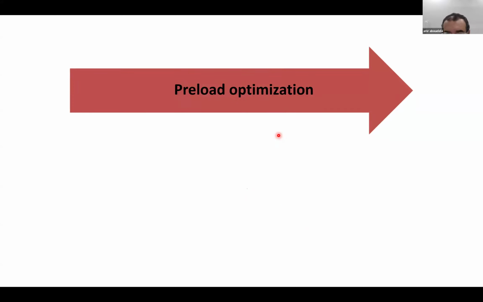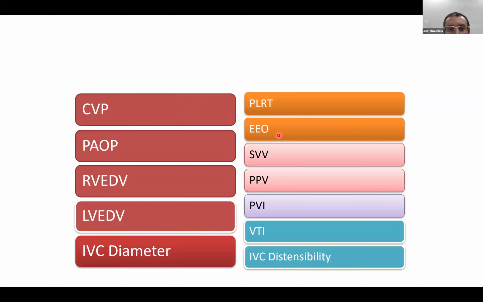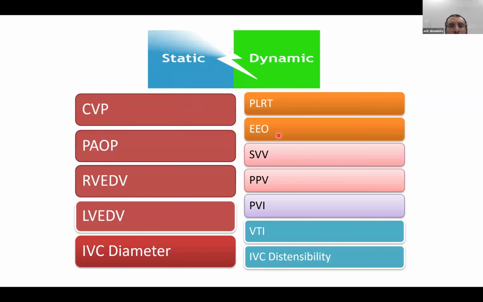Preload optimization, as I mentioned, is not an easy task. It's not a magic ball decision. We should have good tools to decide how to do it. This is a comparison between the static and the dynamic parameters for fluid responsiveness. Before, we used static parameters like the CVP and the pulmonary artery occlusion pressure, measured by the pulmonary artery or Swan-Ganz catheter. Some echo measurements, like the right ventricular end diastolic and left ventricular end diastolic volume, are also taken by echo.